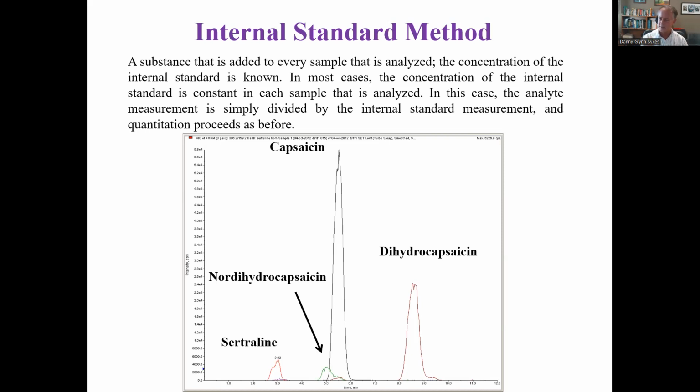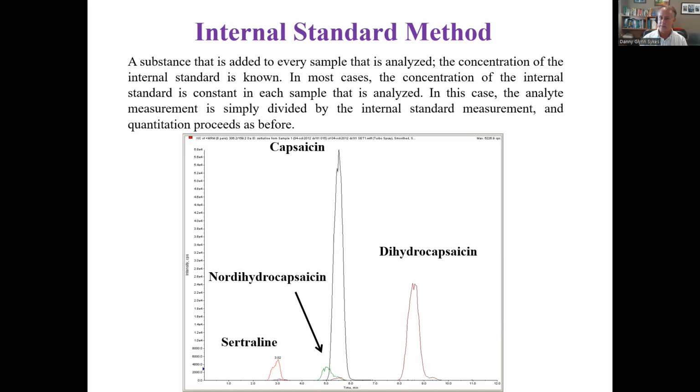We added that to the sample as a means to quantify the amount of capsaicin compounds. So that's pretty strange. Why would we add sertraline? Well, we did it because we knew that sertraline didn't exist in the actual samples that we were looking at. We don't expect to see this antidepressant in food extract, hopefully, at least for the food extracts that we were looking at. But it has properties very similar to the compounds that we're looking for.